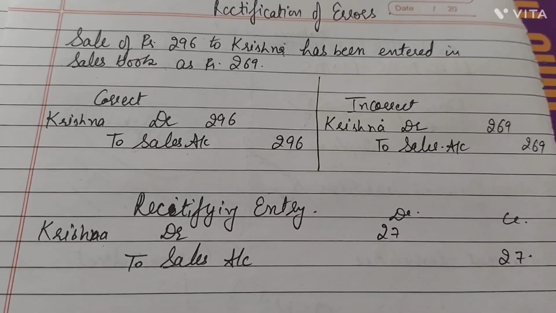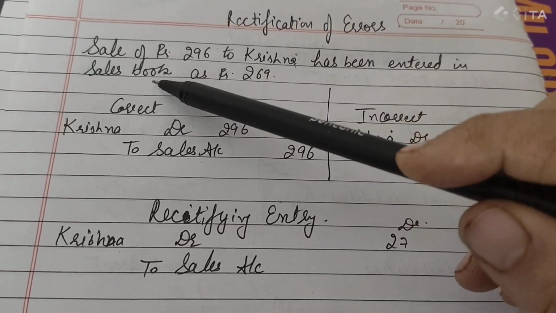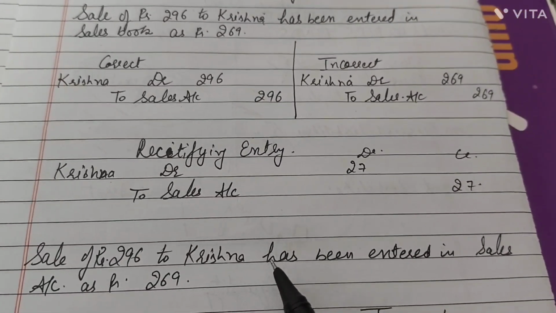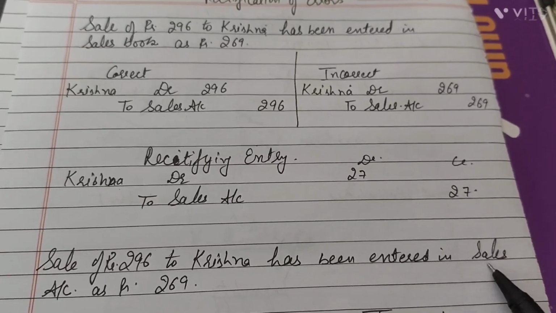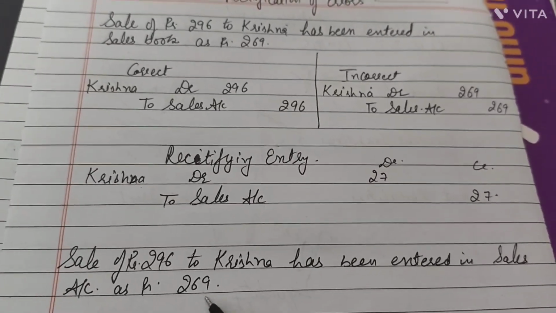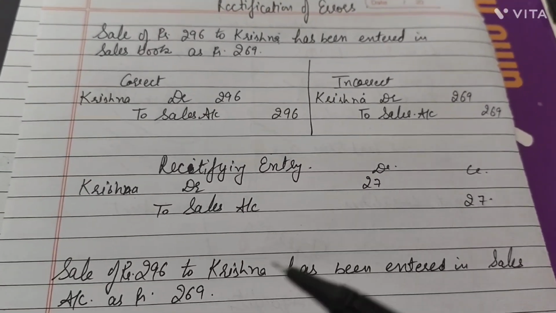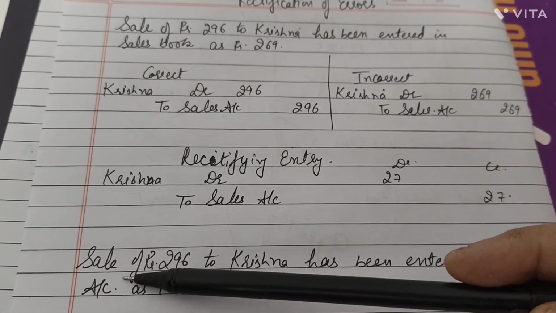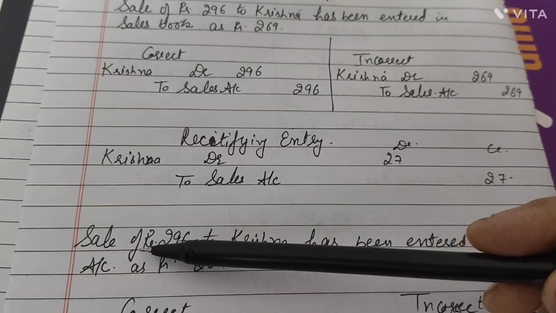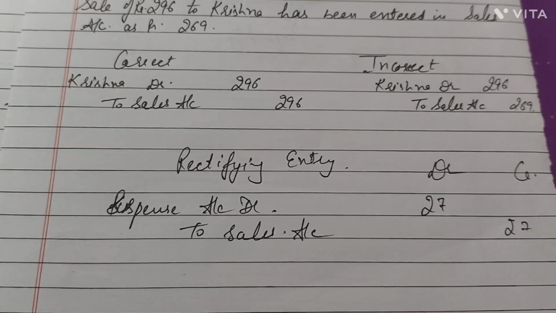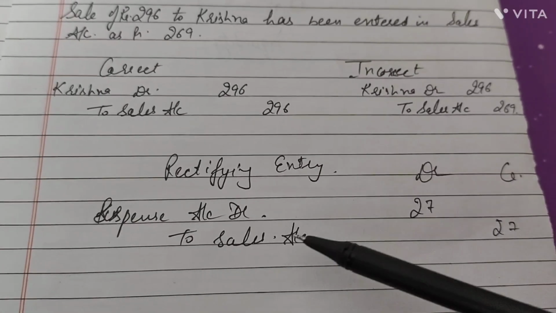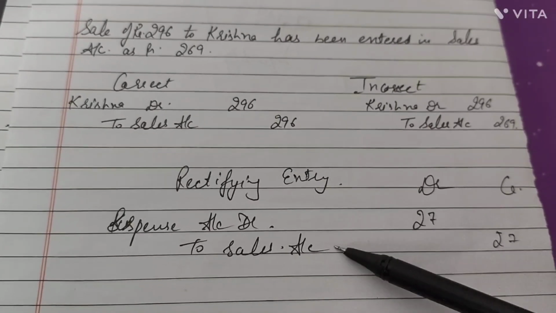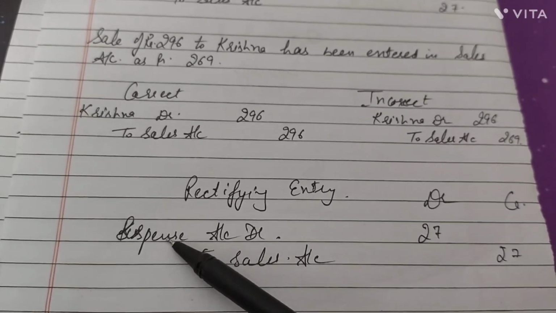But in any case, if rather than sales book it is written that the sale of rupees 296 to Krishna has been entered in the sales account as rupees 269, right? You can make a difference over here. Here it was sales book, but here it is sales account. It means that there was an error which was committed only in the sales account, so we need to make a correction only in the respective account, not in any other account.